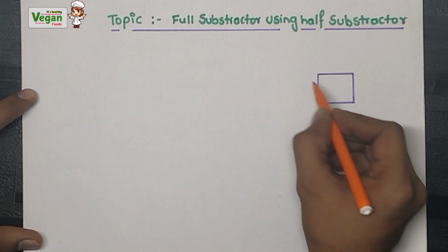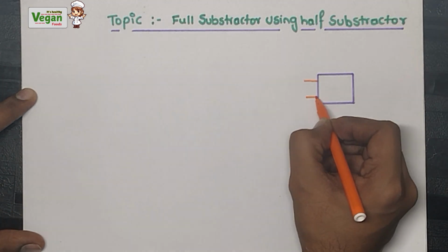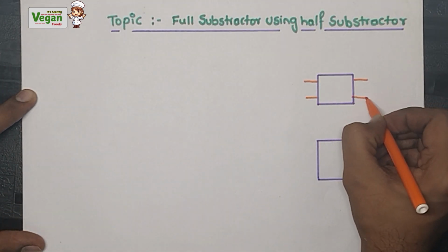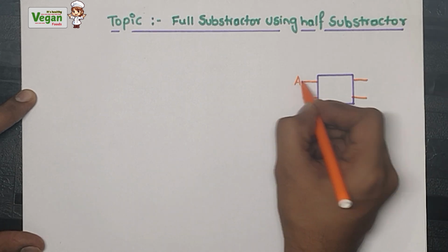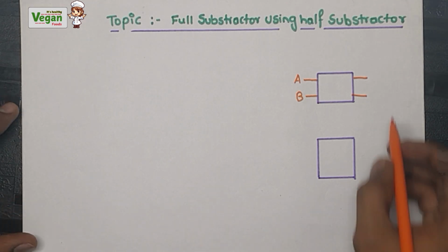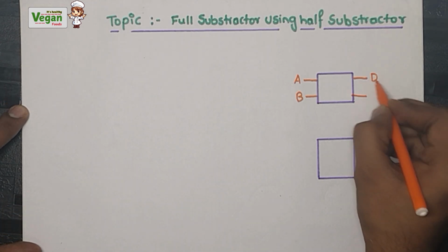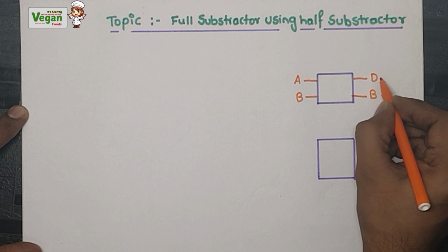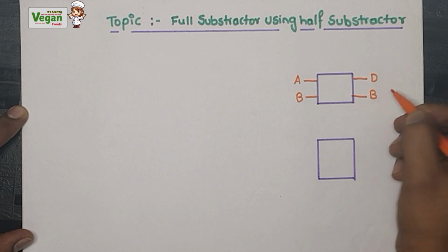In a half subtractor, we will have two inputs and two outputs. Let us call the inputs A and B. My outputs will be D and B. What is D? D is the difference, and B is the borrow.